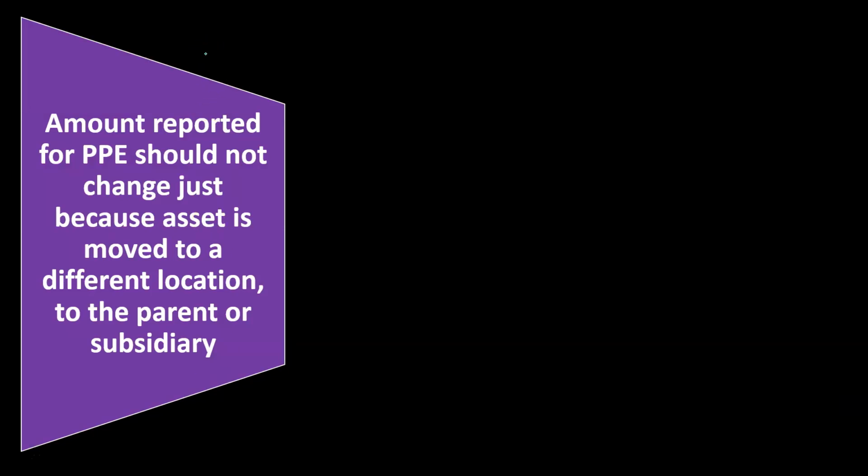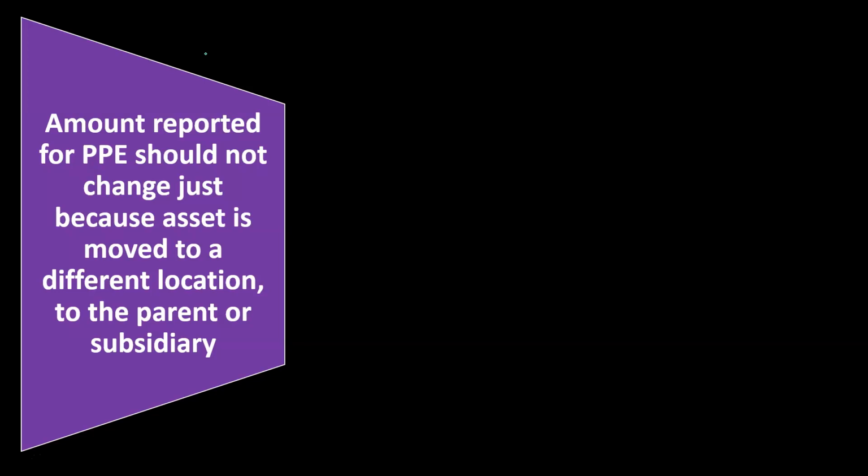The amount reported for PP&E, property, plant, and equipment, should not change just because the asset is moved to a different location, to the parent or subsidiary. In other words, the basic principle in the consolidation process is that no real transaction happened in terms of something going to a third party. There shouldn't be any adjustment to long-term assets, property, plant, and equipment, depreciable assets, just because it went from one location to the other. No real sale took place from the perspective of consolidation.